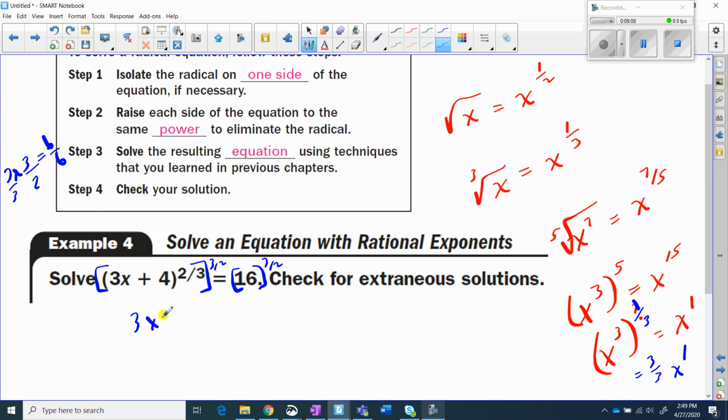I want 3x plus 4 now just to the 1. This means take the square root of 16 and then raise it to this exponent. So that's going to give me 64. Square root of 16 is 4, 4 cubed is 64. Now solve the resulting equation. So I've removed, again, it's not per se a radical, but it is a radical in disguise. So I have to raise both sides to the reciprocal, solve for x.